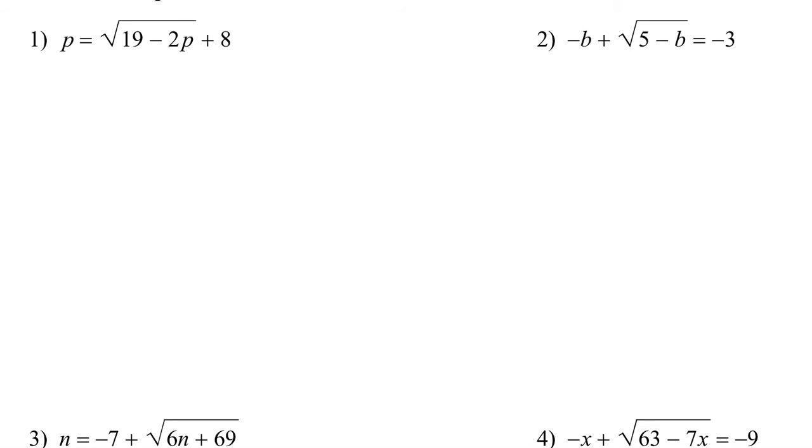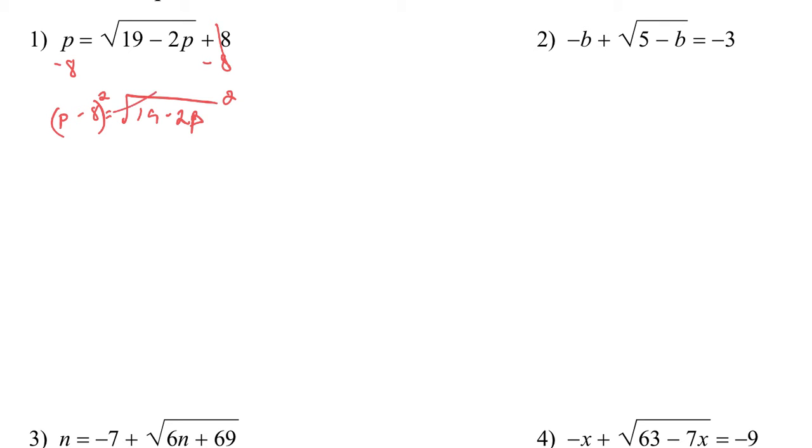Solving these radical equations will be a little bit more challenging. Just like the others, we have to make sure that the square root is by itself. So I'm going to subtract that 8 on both sides, and then I have p minus 8 equals the square root. Once that square root is by itself, now it's squared just like before. So I'm going to square both sides.